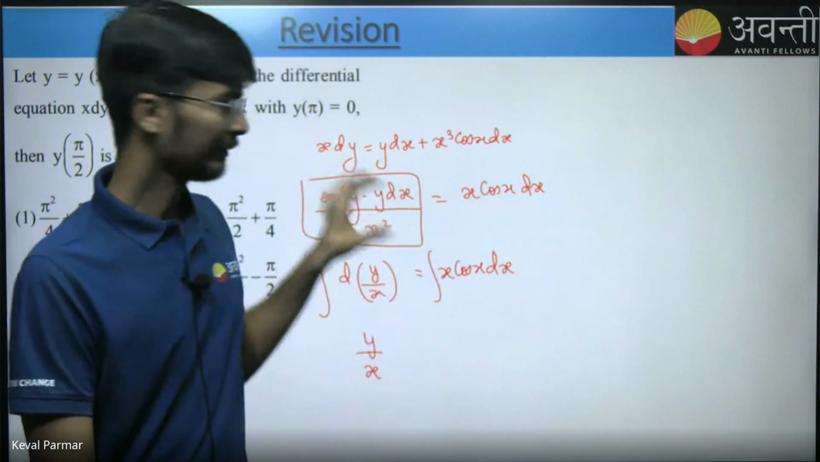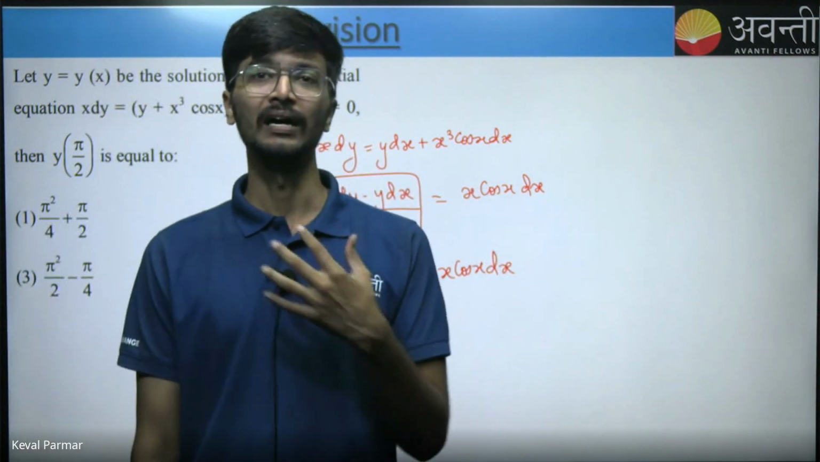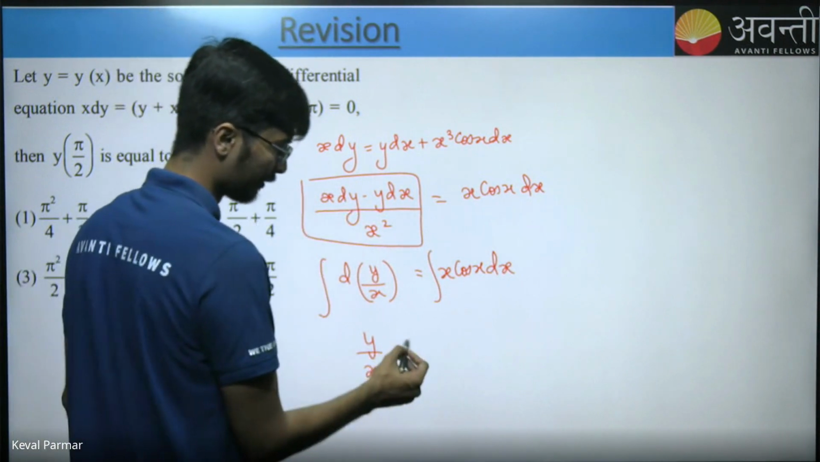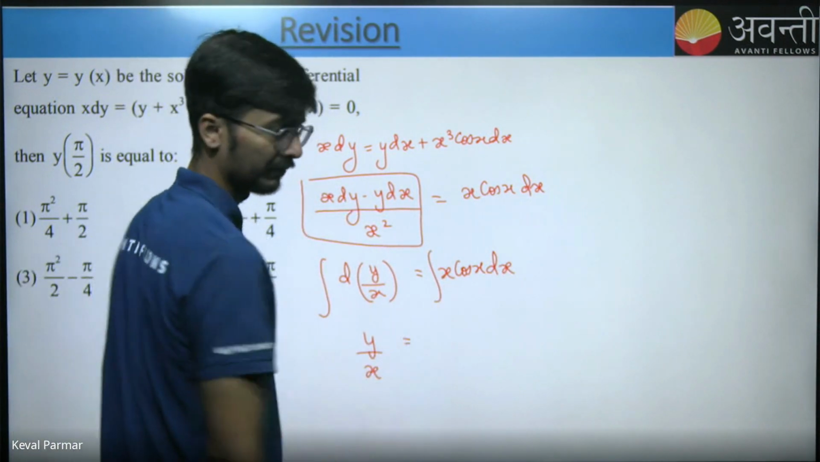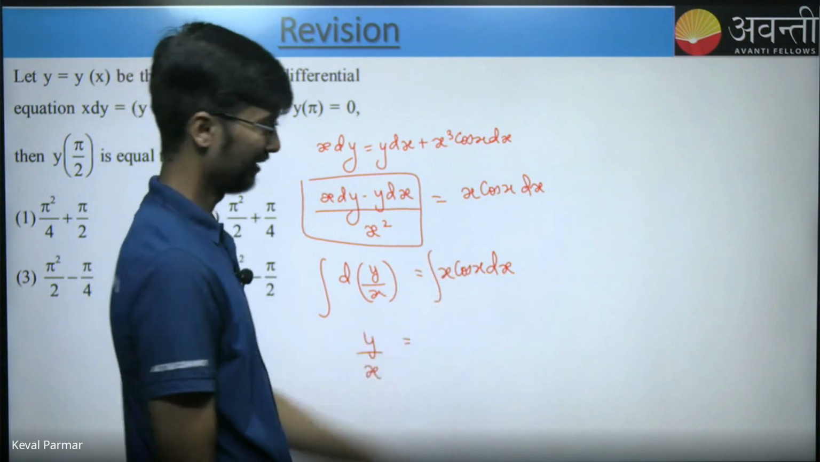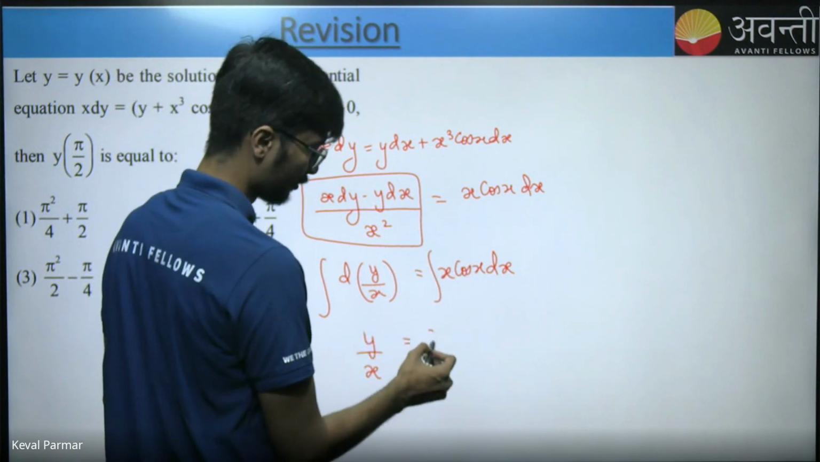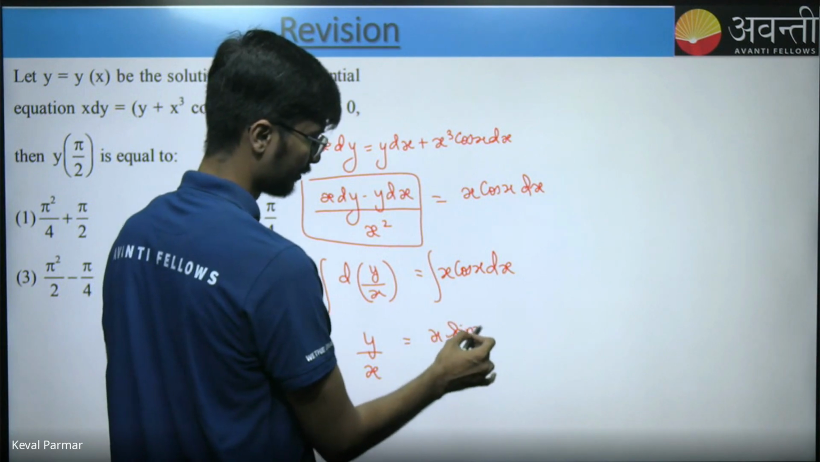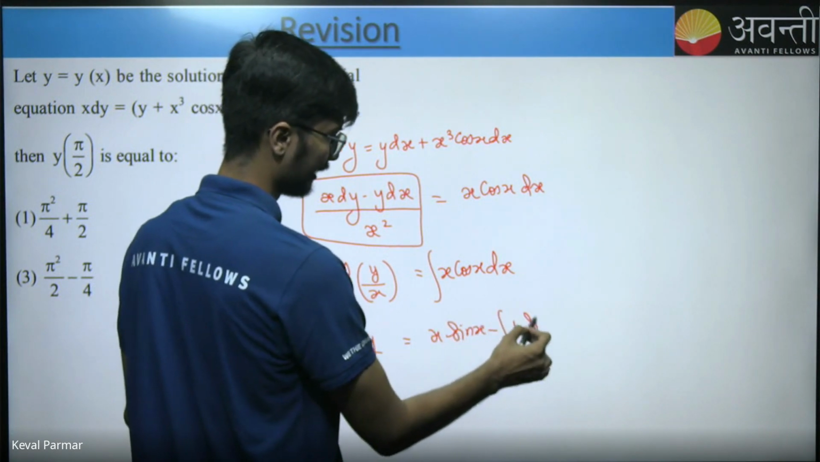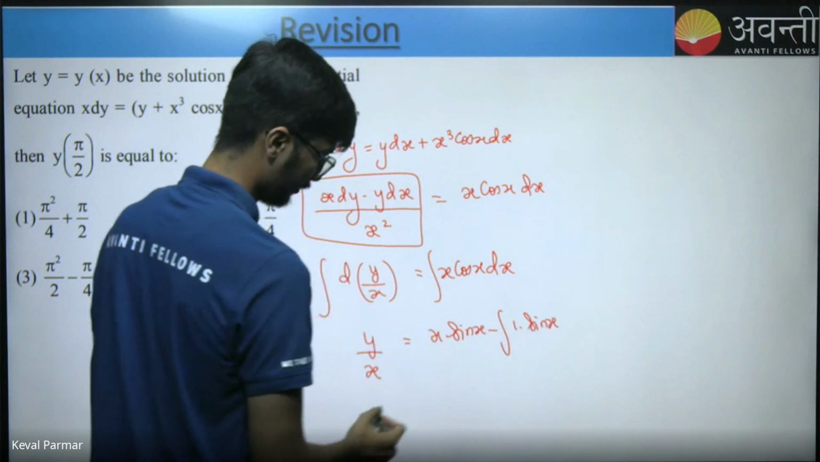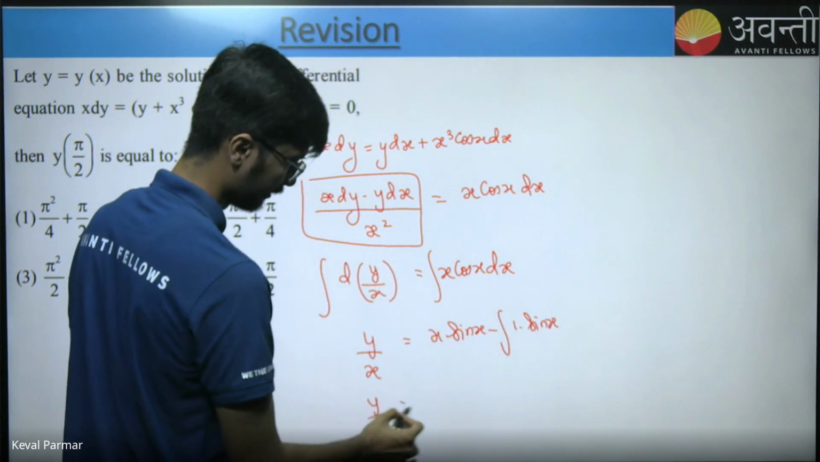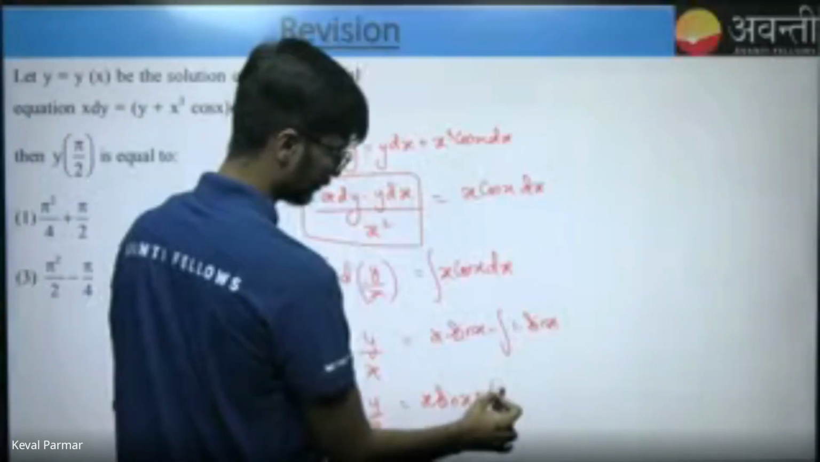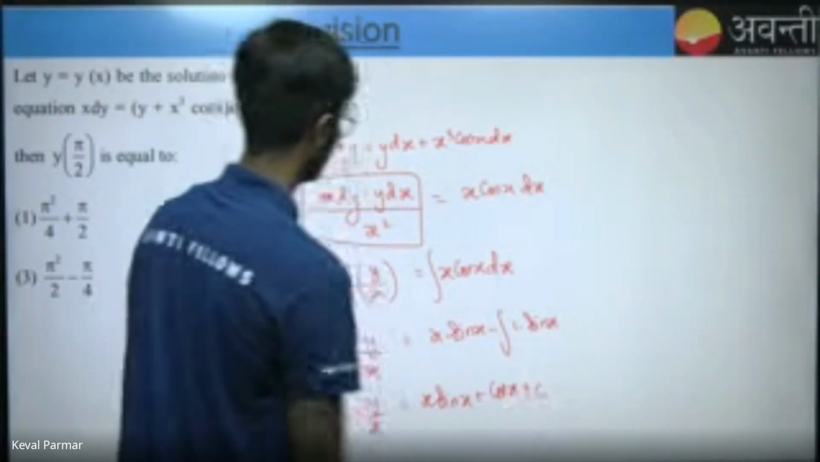I hope you have done this type of questions in your class. In our lecture also, we have done this type of questions if you have attended. So here you can again use the product rule or integration by parts. So x integration of cos x minus integration of 1 into sine x. So this will be y upon x is equal to x sine x minus cos x plus c.